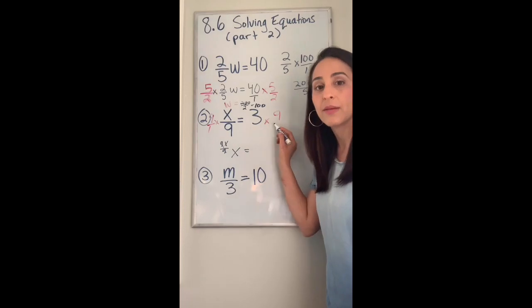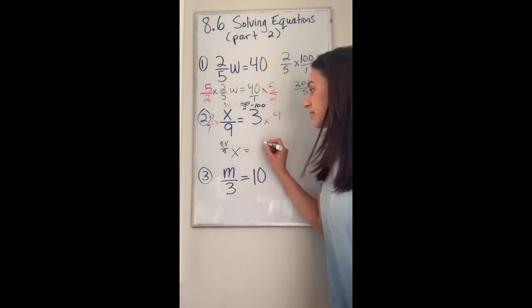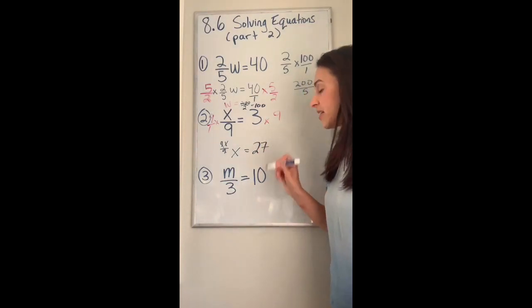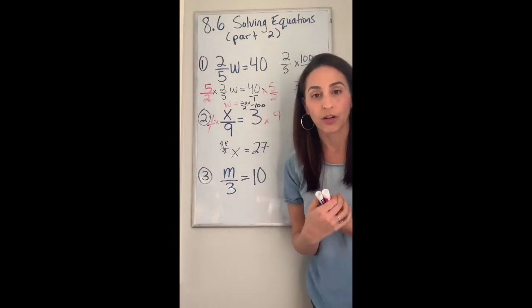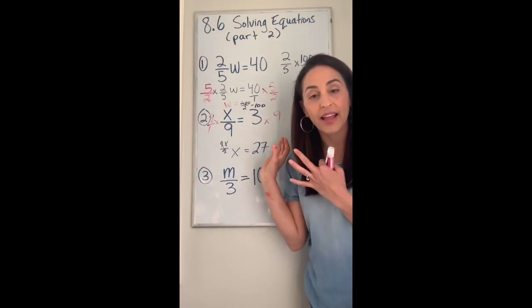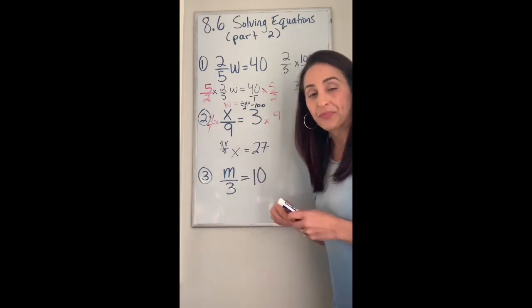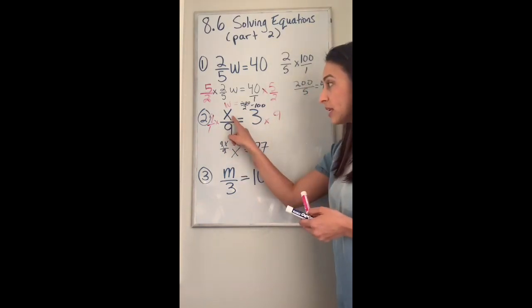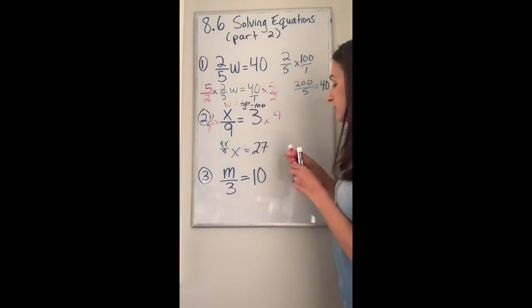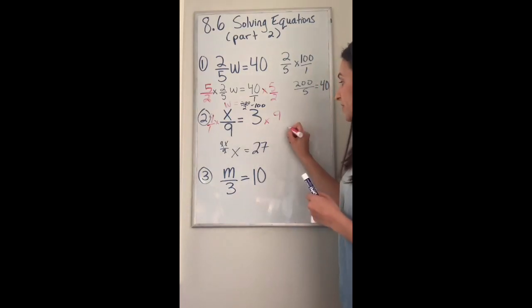Next, 3 times 9. 3 times 9 is 27. So x equals 27. How do you verify your work? Okay, take that answer, that solution, and plug it back into the original equation, okay? So if 27, I put it in here instead of x, let's do it here on the side.